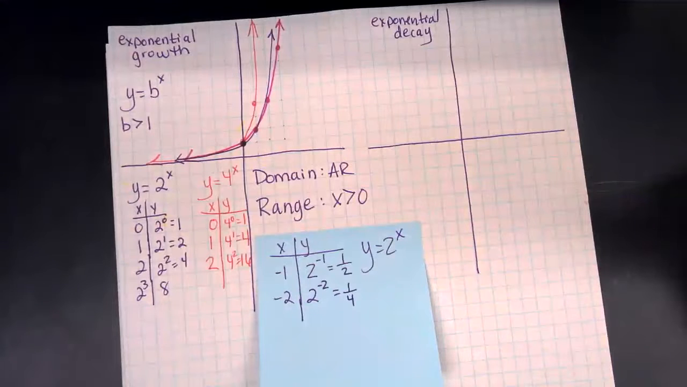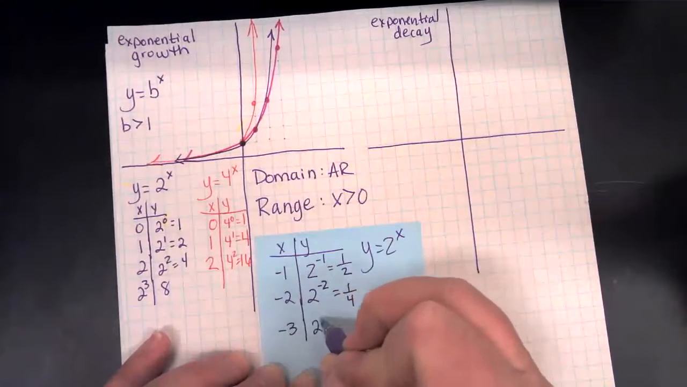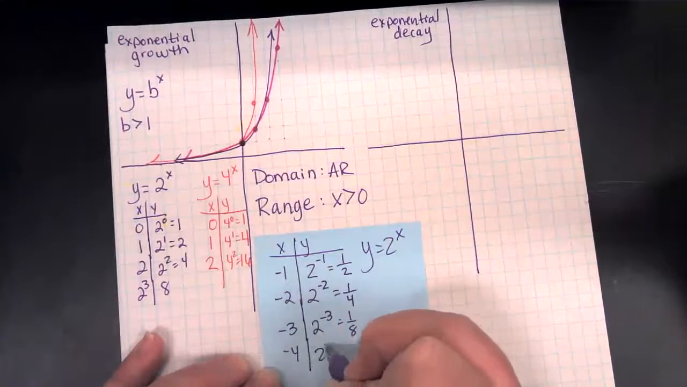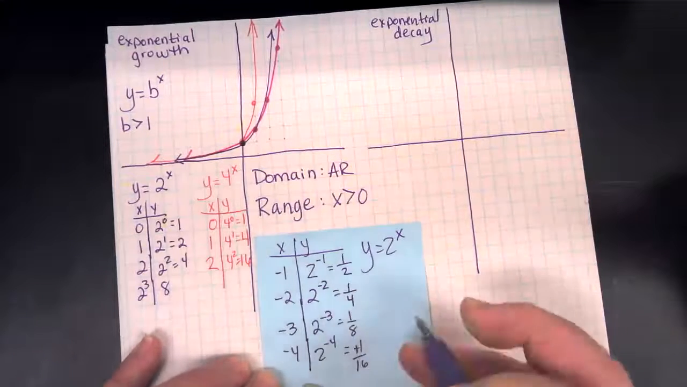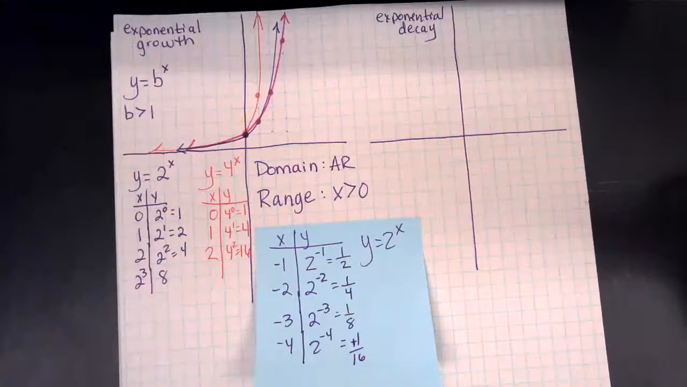Oh my goodness. And you know what? It just keeps getting smaller and smaller. Whoops, that's a positive. It just keeps getting closer and closer and closer, and it will never, I mean, it can go 1/32, it can get even smaller. It's not going to cross 0. Okay, that's why it's y is greater than 0.